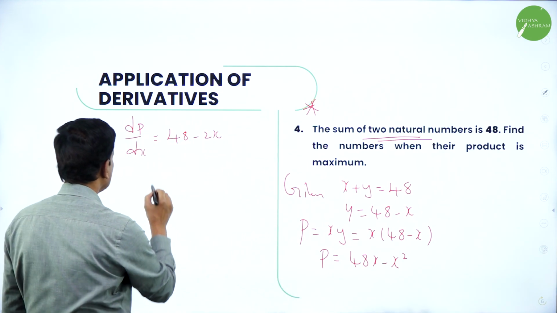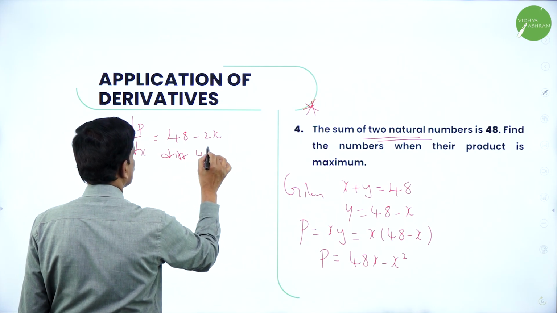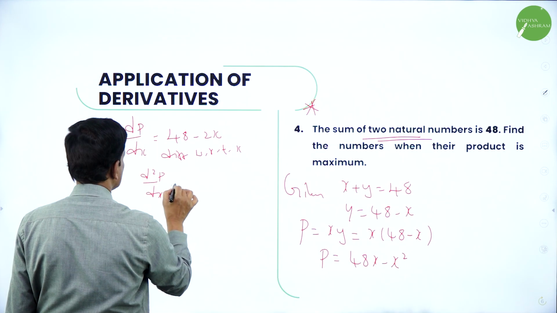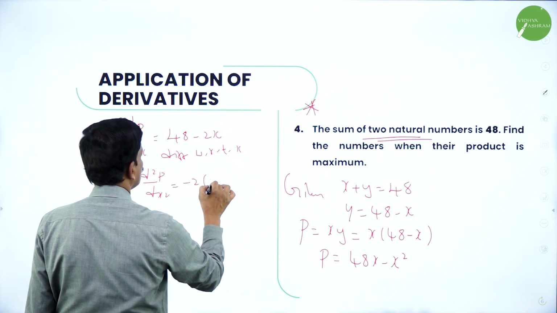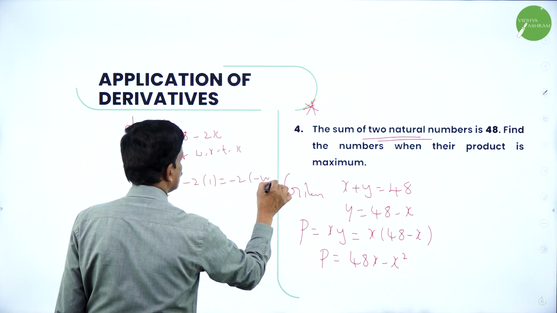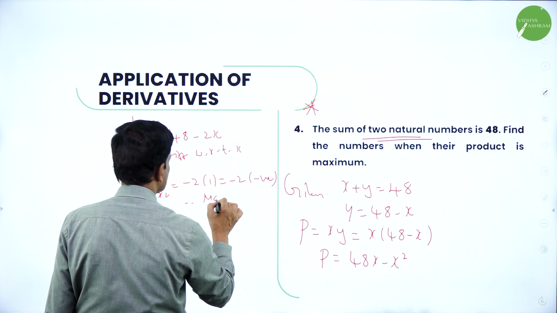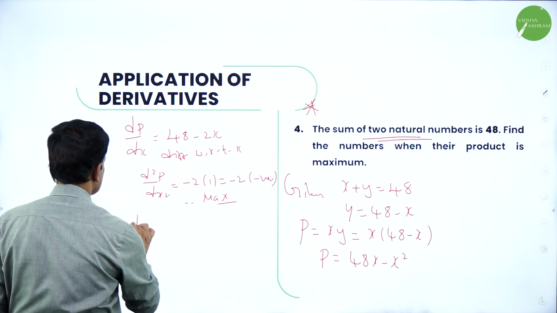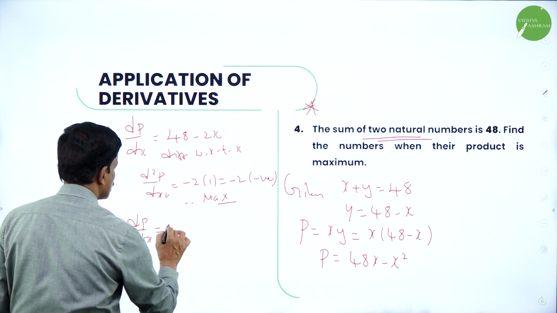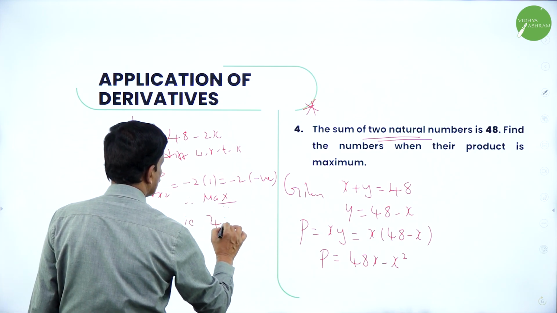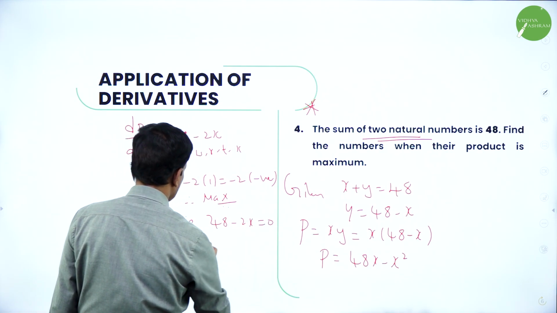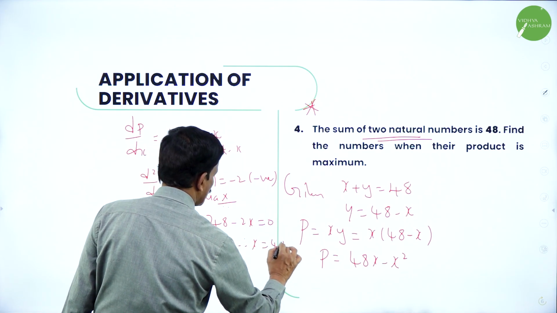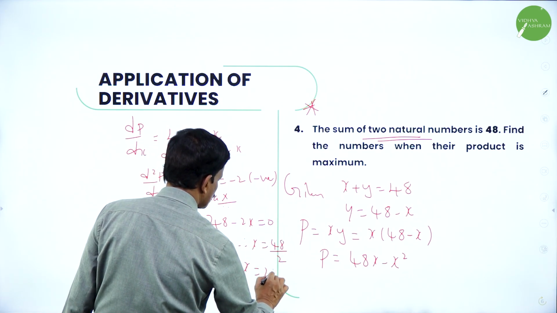Differentiating again with respect to x, d square p by dx square is equal to minus 2 into 1, that's equal to minus 2. It is negative, so therefore if it is negative it means maximum. So for maxima, dp by dx is equal to 0. That means 48 minus 2x is equal to 0, 2x is equal to 48. Therefore x is equal to 48 by 2, x is equal to 24.